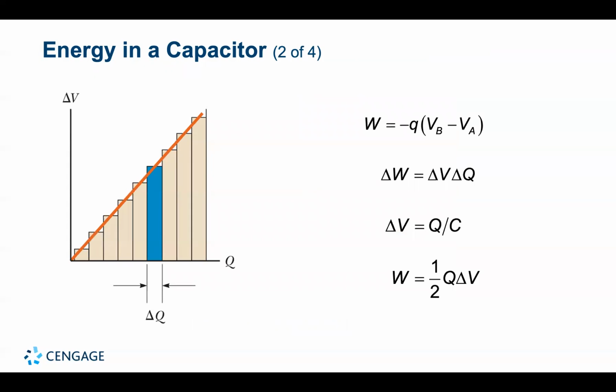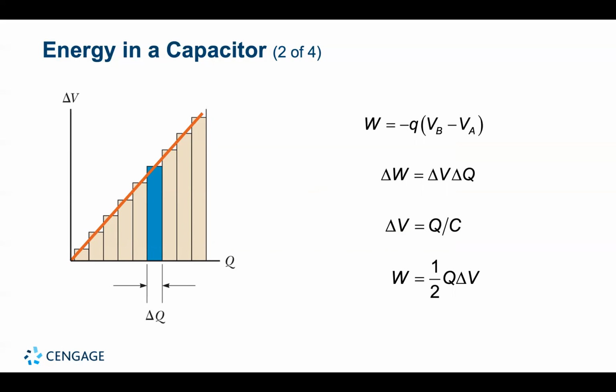Here we're showing a plot of voltage versus charge for a capacitor, a straight line with slope 1/C. The work required to move a charge of delta Q through a potential difference of delta V across the capacitor plates is delta W equals delta V times delta Q, which equals the area of the blue rectangle highlighted there. The total work required to charge the capacitor to a final charge of Q is the area under the straight line, which equals Q delta V over 2.